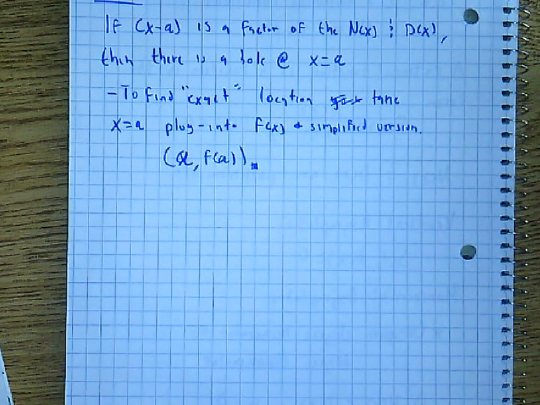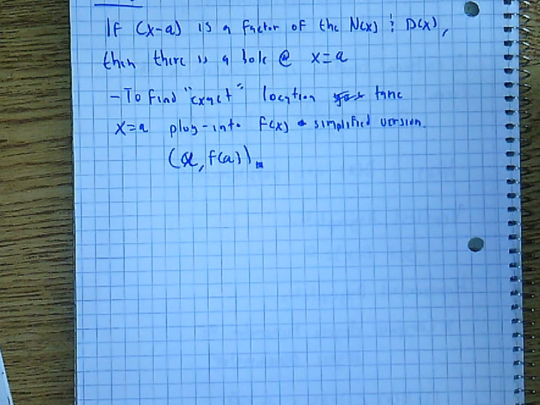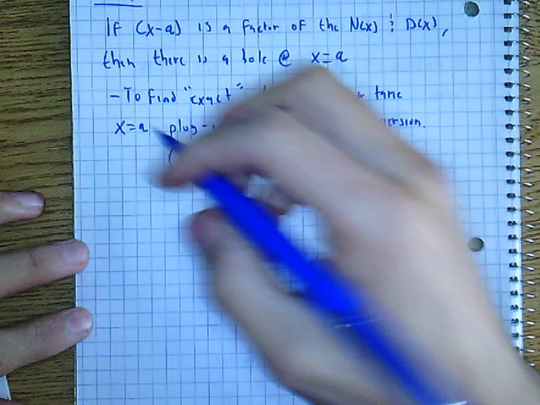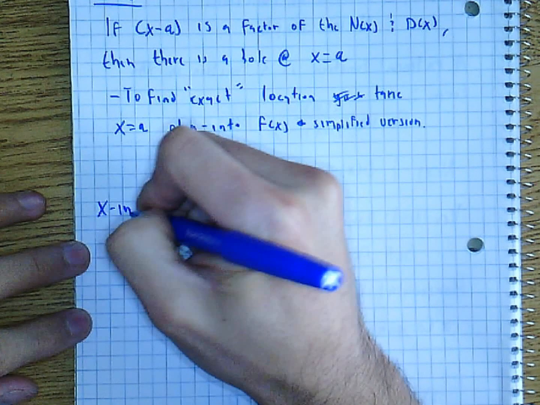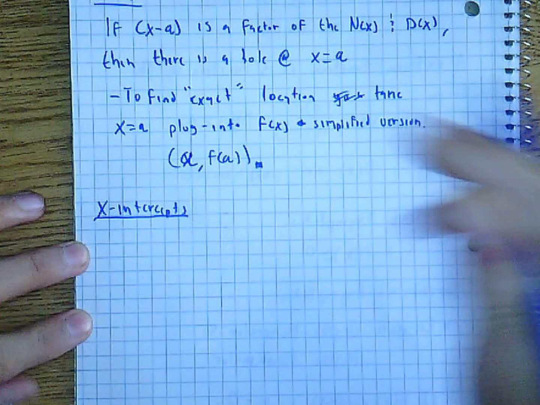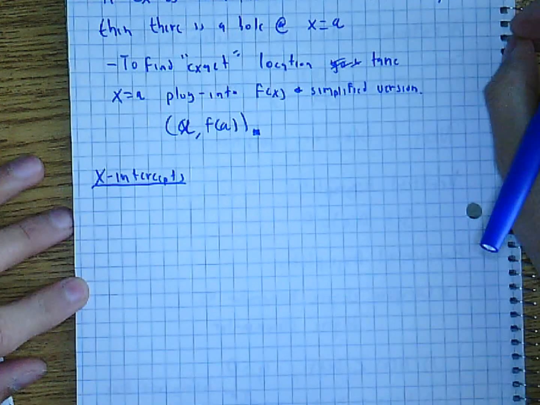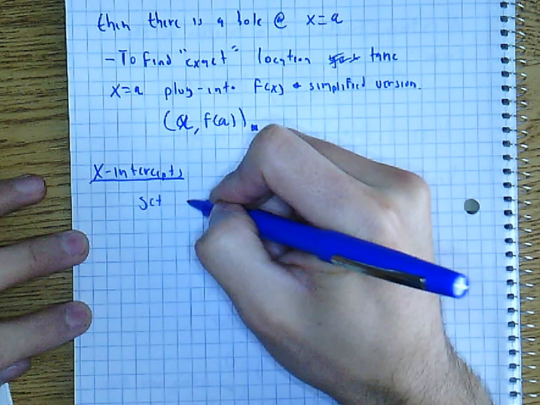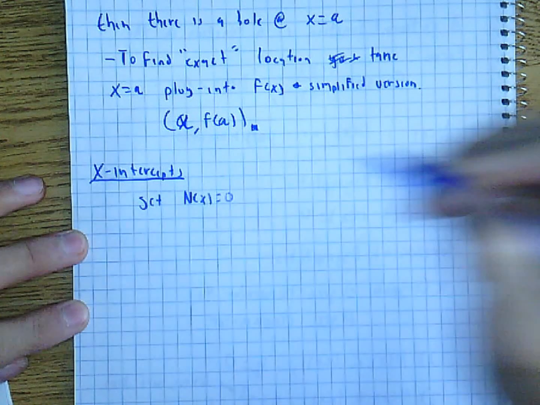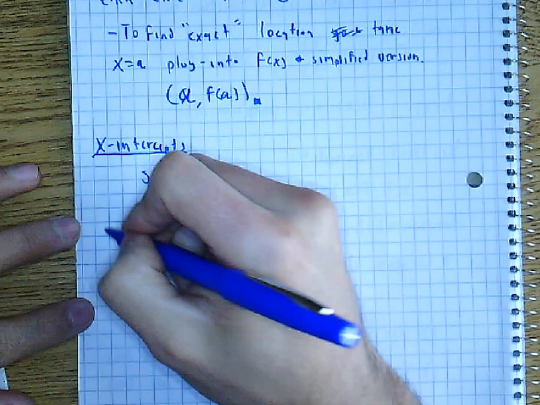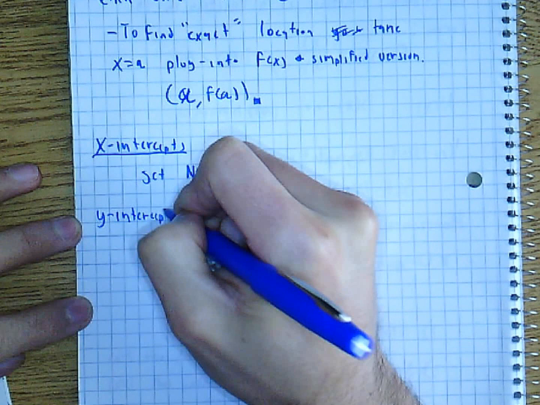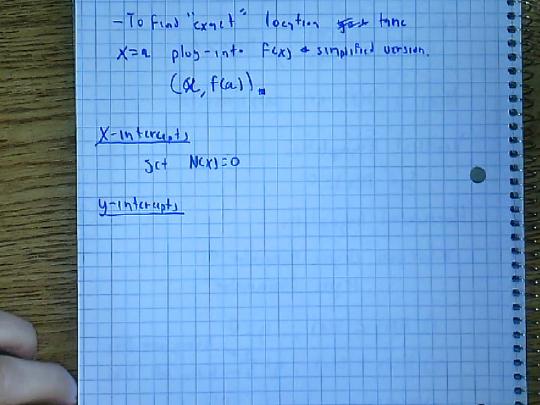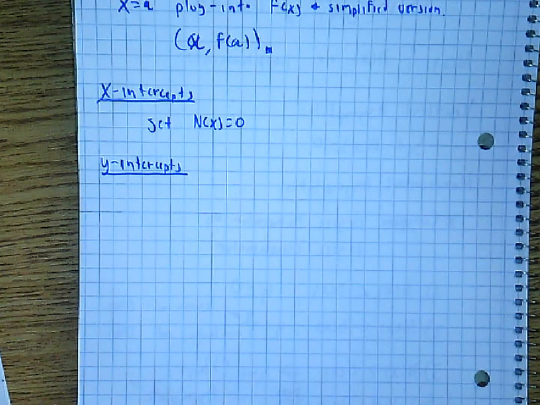The next thing we need to talk about is x-intercepts. If you were paying attention, you might have heard me earlier. How do you find x-intercepts? Set the numerator equal to 0. Very good. We're going to talk about y-intercepts. How do you find y-intercepts? For any function, it doesn't matter that we're talking about a rational function, how would you find a y-intercept? x equals 0. Cool. So you're going to plug 0 for x and solve.